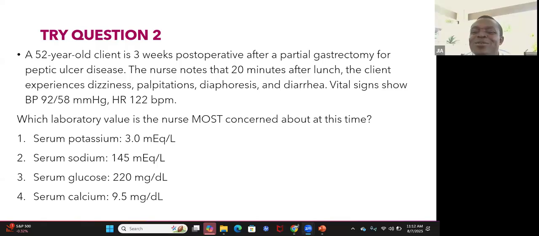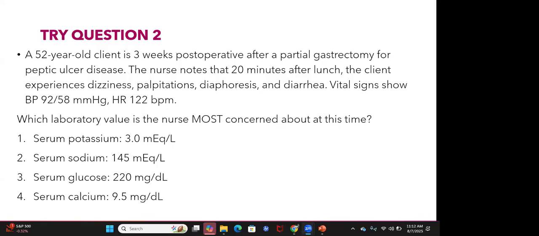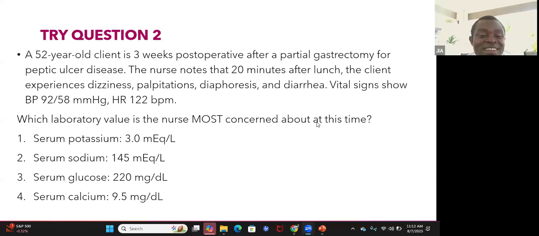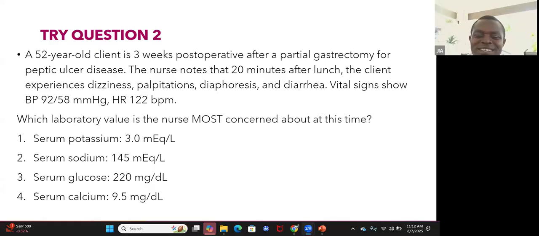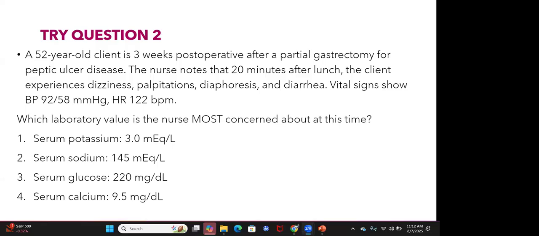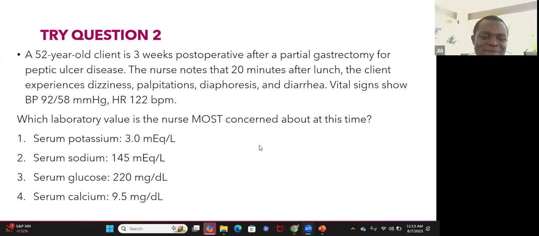So with this one, even if you don't know what is being talked about, you know what is abnormal here, right? In this case, what was the answer? Number 1, potassium. Hey, people are not confident. Potassium, the serum potassium.